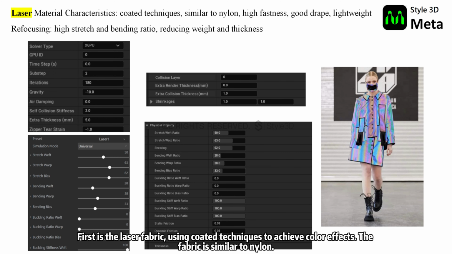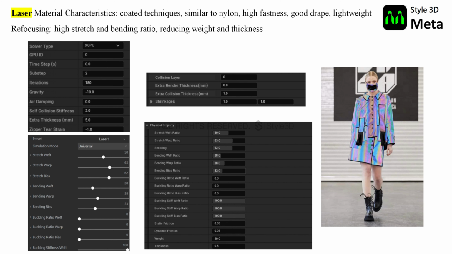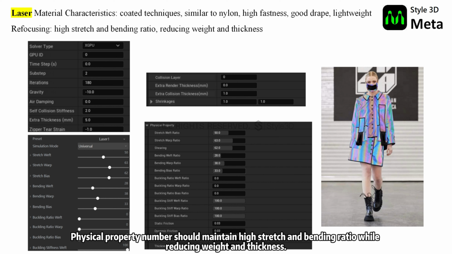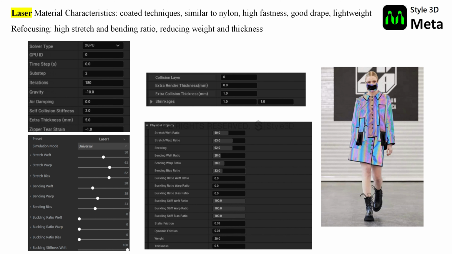First is the laser fabric, using coded techniques to achieve color effects. The fabric is similar to nylon. When adjusting, consider the physical characteristics of its high fastness, good drape, and lightweight. Physical property number should maintain high stretch and bending ratio while reducing weight and thickness. When there are not too many wrinkles, buckling ratio and buckling stiff ratio can be kept default.